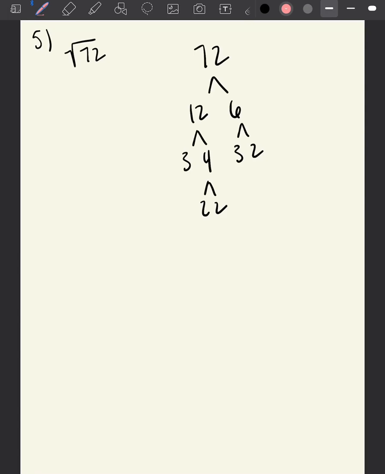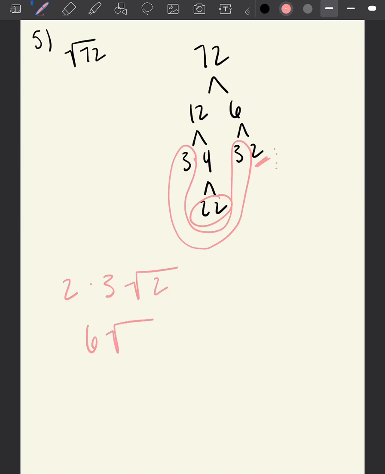So let's circle our pairs. So we have a pair of 2's. We have a pair of 3's. And then we have our leftover 2 here. So remember, we'll take our 2 times 3. Because those are our pairs, they go on the outside, times the square root of 2 goes on the inside, because we do not have a pair for that one. So we'll put this together. 2 times 3 is 6, and the answer is 6 square roots of 2.